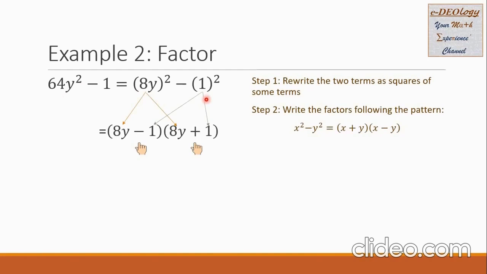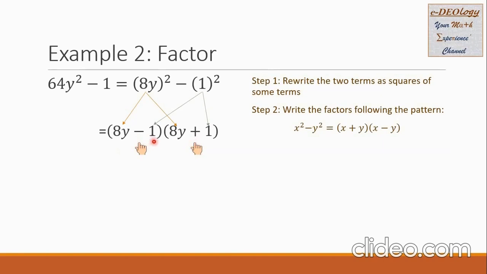And then for our answer, there will be two binomials. In the first term, it will be 8y. Also 8y in the first term of the second binomial. And for the signs, it must be opposite. One is minus, the other is plus. In our answer here, the negative comes first, followed by positive. And it doesn't matter as long as the signs are different.